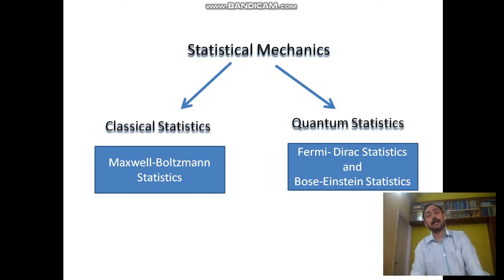Now, statistical mechanics can be divided into two types of statistics. One is classical statistics, another one is quantum statistics. Maxwell-Boltzmann statistics fall under classical statistics, and Fermi-Dirac statistics and Bose-Einstein statistics fall under quantum statistics.